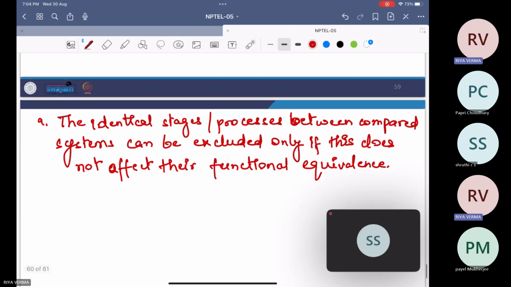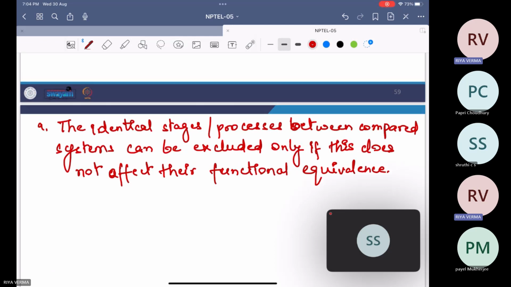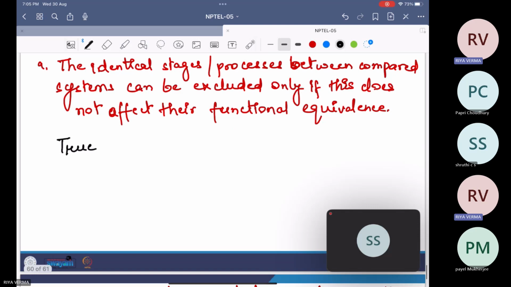Shall I repeat the statement? The identical stages or the processes between compared systems can be excluded only if this does not affect their functional equivalence. So this would be true because that is the criteria for the exclusion or the omitting of any processes or the stages, that they should not affect the functional equivalence of the system. So this would be true.